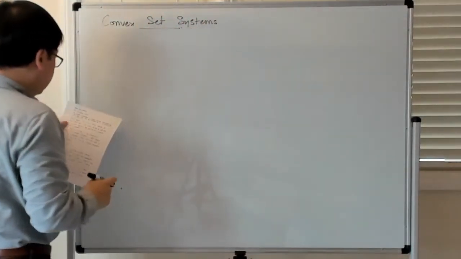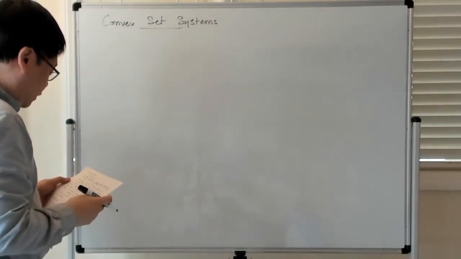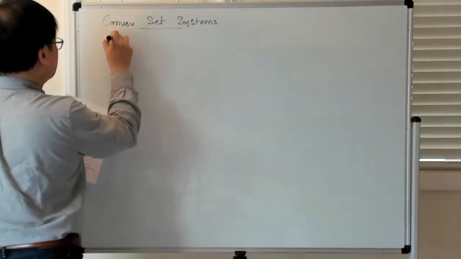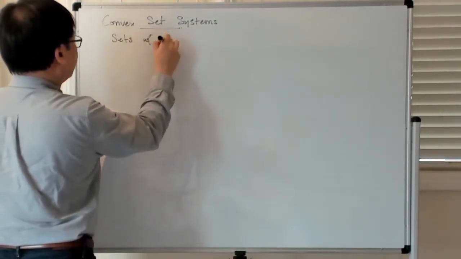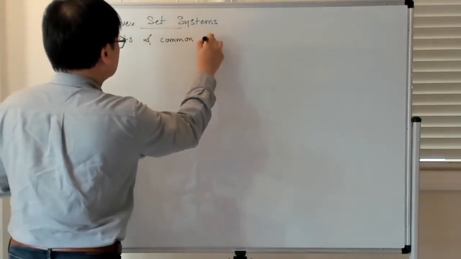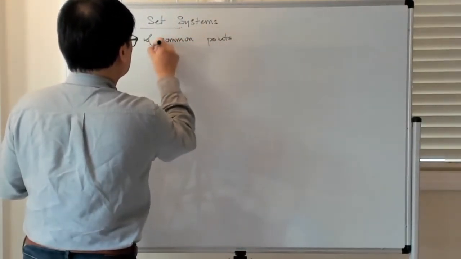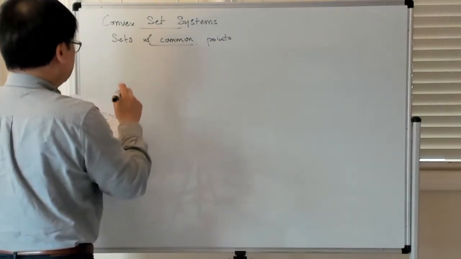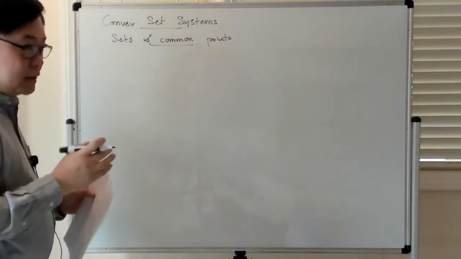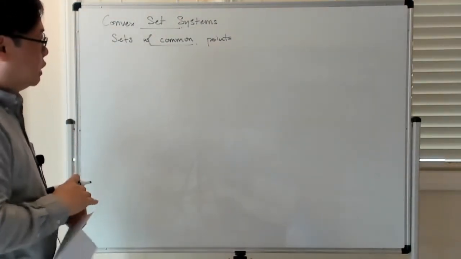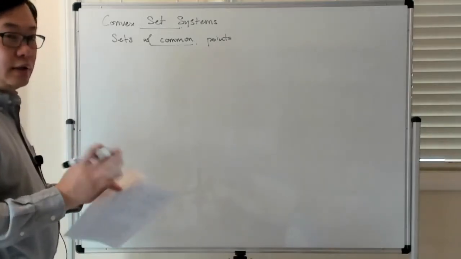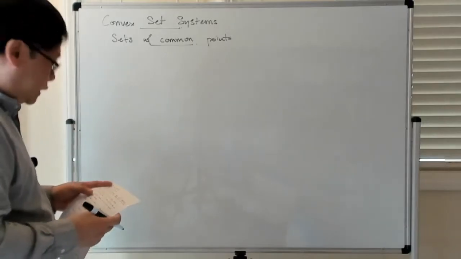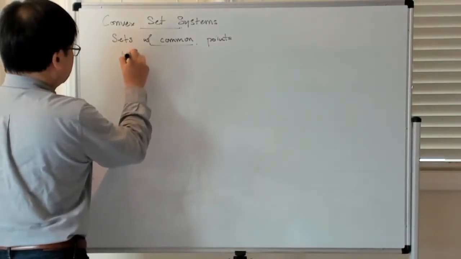Okay. So in particular, we're going to look at sets with common points. We're going to start to think about under what circumstances, if you have a bunch of sets that pairwise have intersections, there is some non-trivial joint intersection of all the sets.